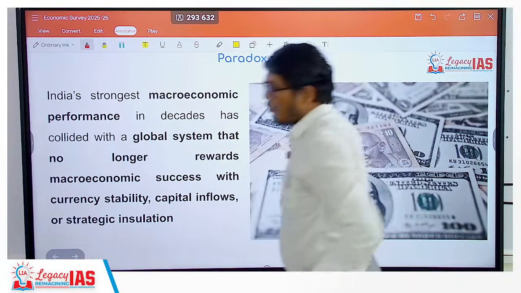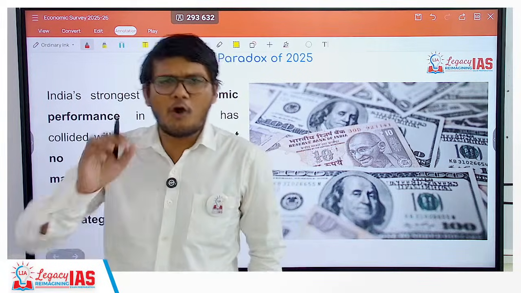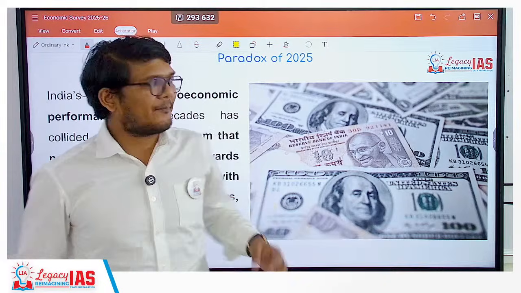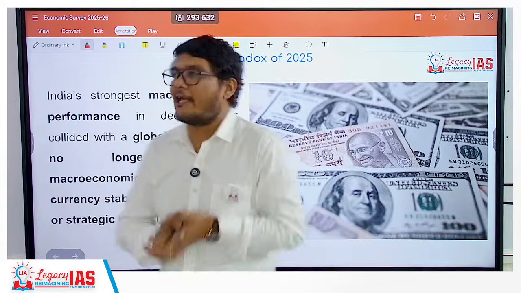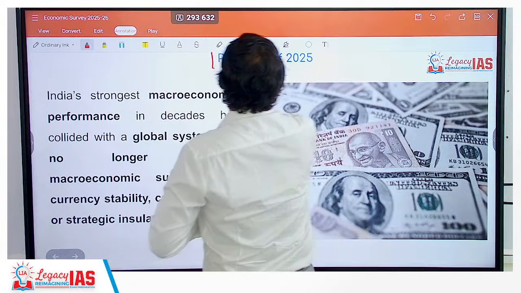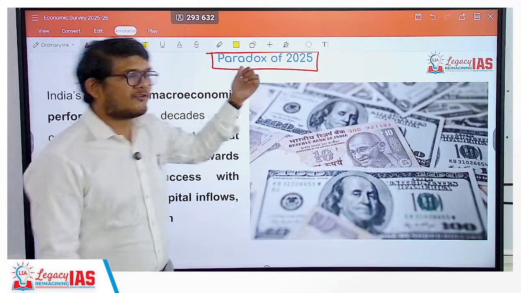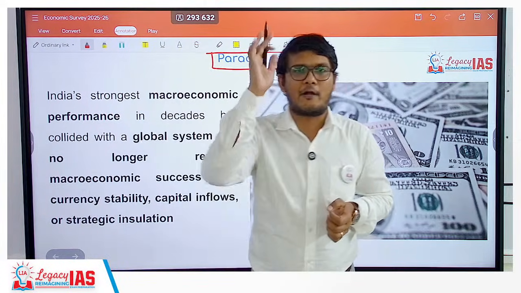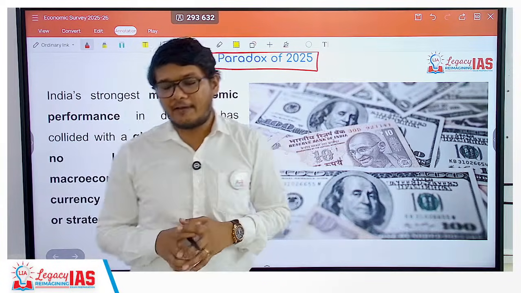Then, the economic survey has a habit of coming up with one or two concepts every single year, right? For example, the concept of net water exporter. Now here, this year, they have come up with the concept of the paradox of 2025. So this could be a very direct question in your prelims asking which of the following best describes the paradox of 2025. So let us see what is this paradox of 2025.